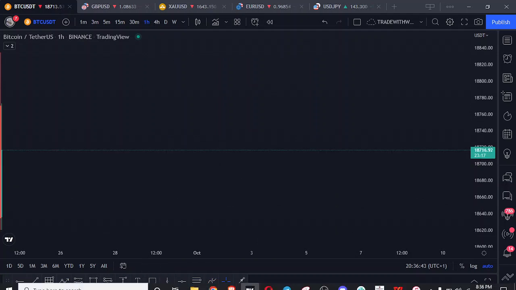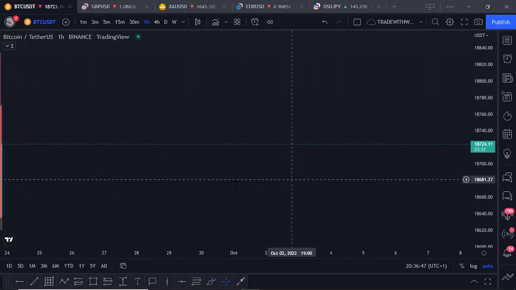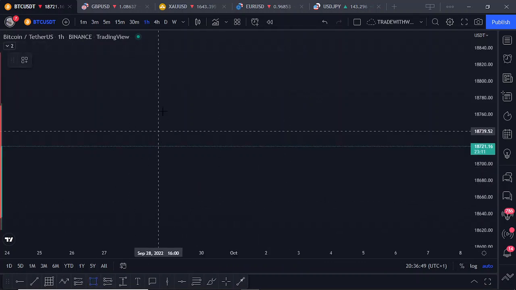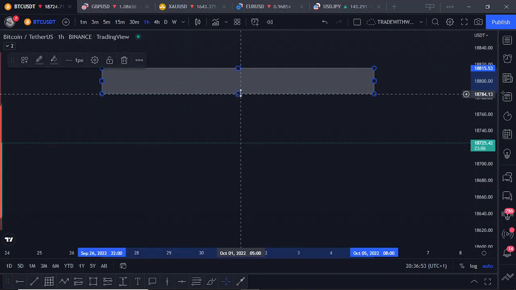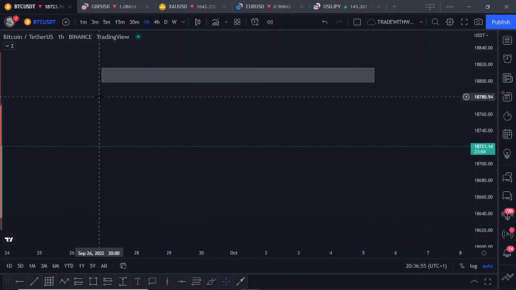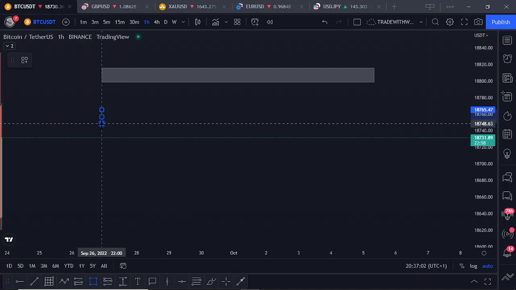How do you know that this zone is a zone of liquidity? So first of all, what is liquidity? For some who might not know. Liquidity is money. In Forex, liquidity is money. And what is money?